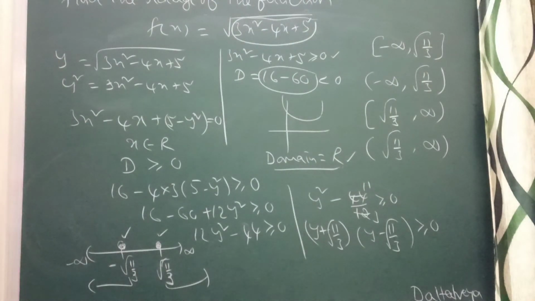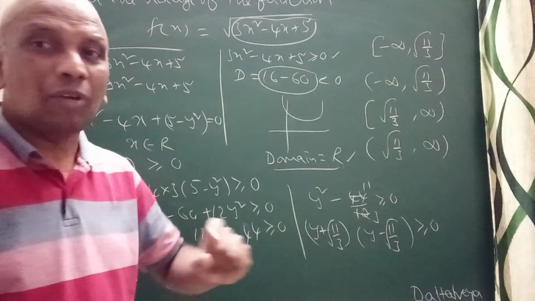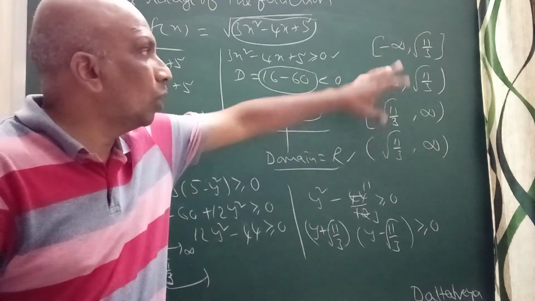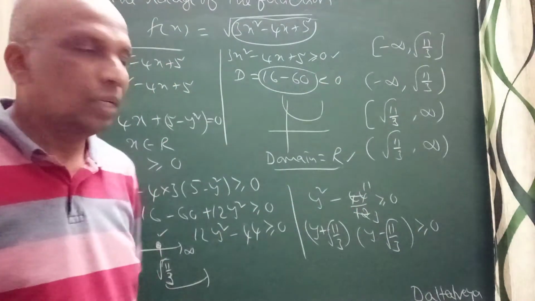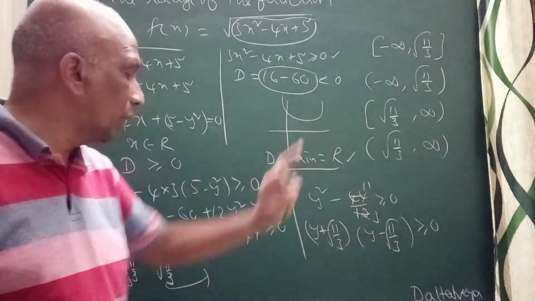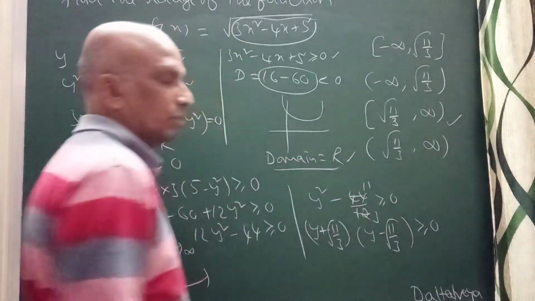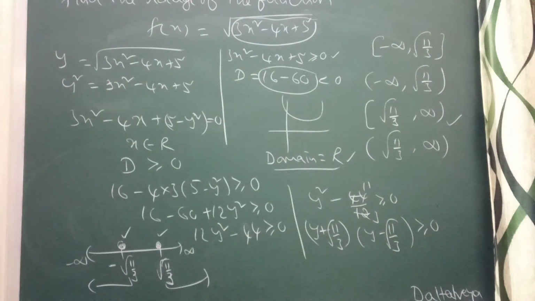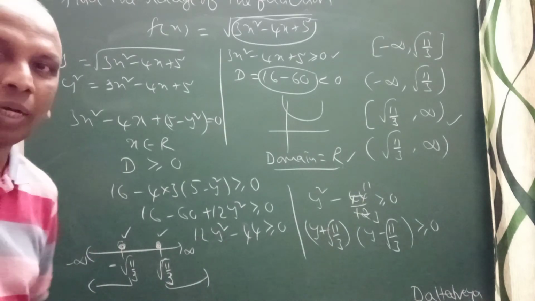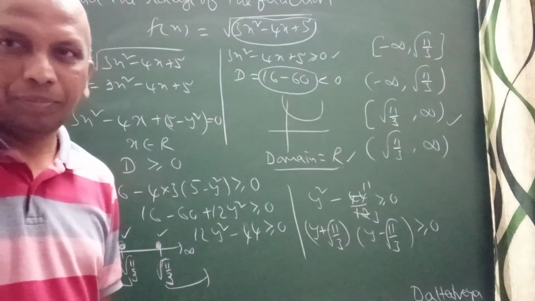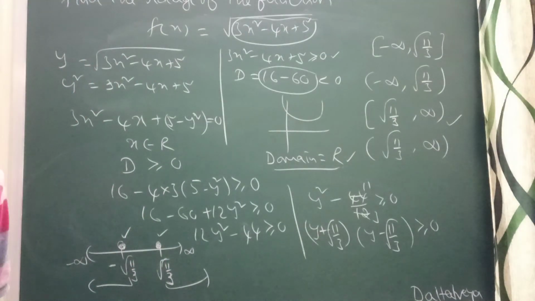But even from the other observations, I can eliminate the minus infinity option here. Only these three options we have, right? So I can't consider this one. I can consider root of 11 by 3 comma infinity. The y value should be only positive, we should not get negative. So root of 11 by 3 comma infinity, I can take that value. So that will be your answer.